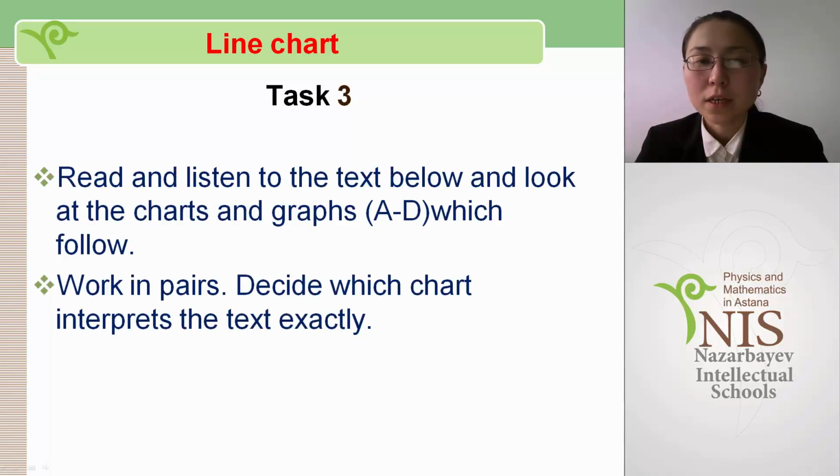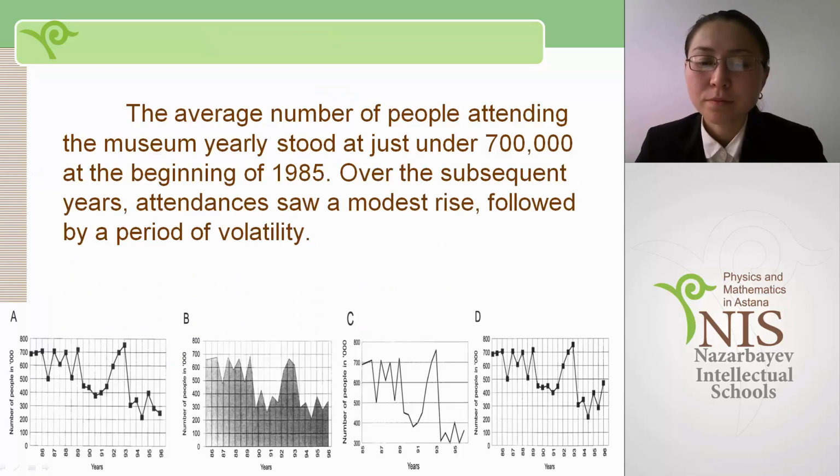Let's do the following task on the line chart. Now you are going to read and listen to the text below that will appear and look at the charts and graphs from A to D, which will follow the text. Working in pairs, you need to decide which chart interprets the text exactly. So follow me while I am reading for you. Listen, and you may also read the text. You see A, B, C, D charts.